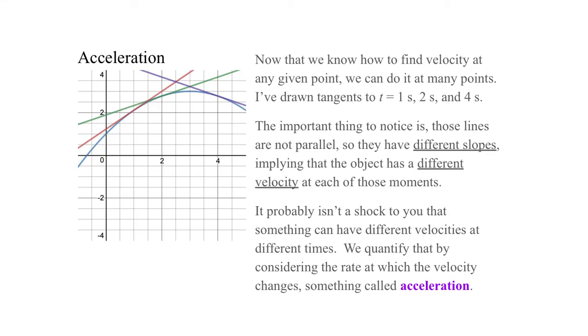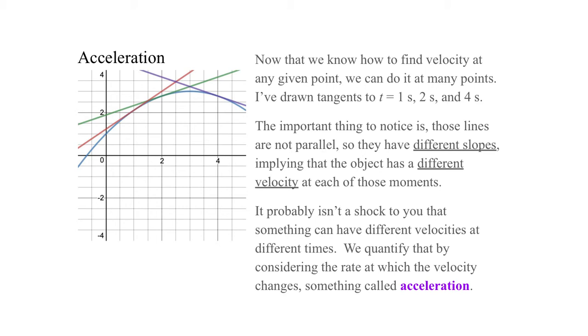Now that we know how to find velocity at any given point, we can do it at many different points. Here I've drawn tangents to times 1 second, 2 seconds, and 4 seconds on this graph. So here is our graph, and we have 1 second, 2 seconds, and 4 second tangent lines. The important thing to notice here is these lines are not parallel.